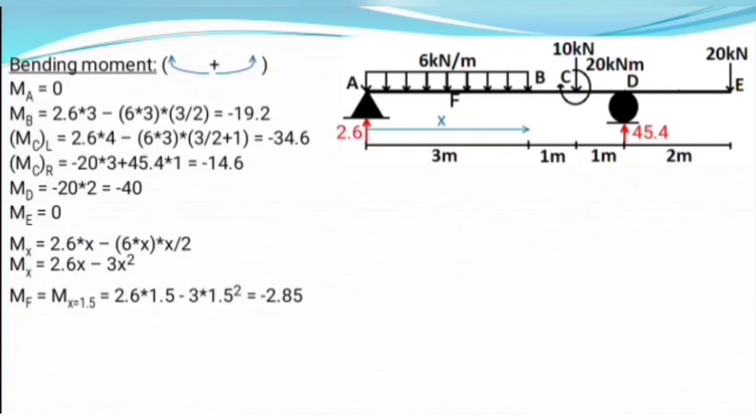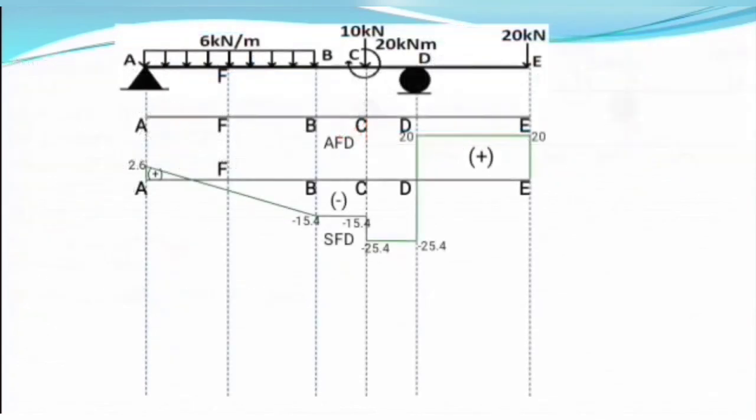So substituting x equals 1.5 in this equation, we get the bending moment at point F equals 2.6 times 1.5 minus 3 into 1.5 squared, which equals minus 2.85. This is the value of the bending moment at point F at the center of the UDL. So we have obtained the value of bending moment at various points of the beam, and we are going to plot those values in the bending moment diagram.